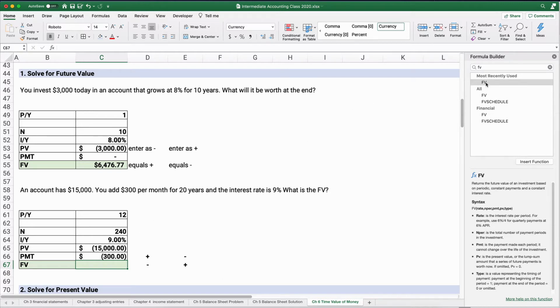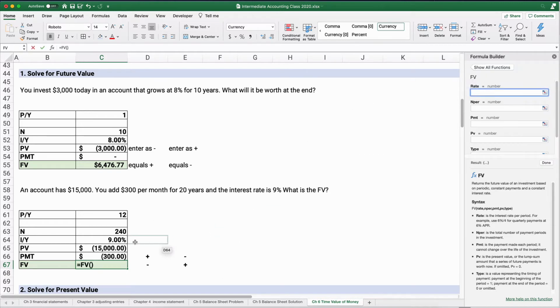All right, so let's do future value here. The rate is going to be 9% divided by 12. Now, this is an annual rate of 9% divided by 12, so it's 0.75% per month. The number of periods, we already did 240. The payment is negative $300. The present value is negative $15,000.